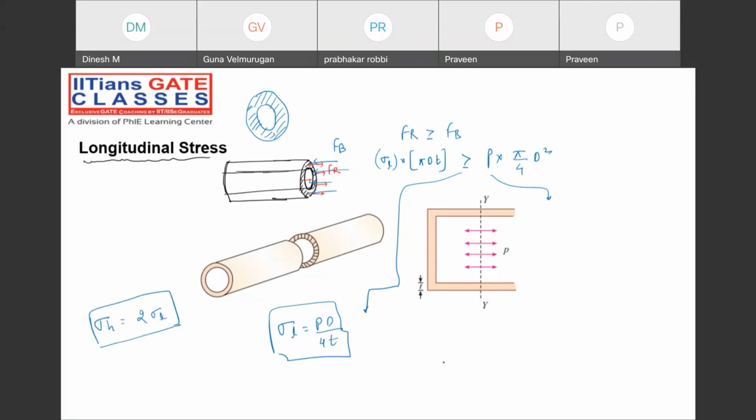Very, very important, guys. t is nothing but the thickness of the cylinder. Thickness of cylinder. Very, very important. Please note it down very carefully. Thickness of cylinder.